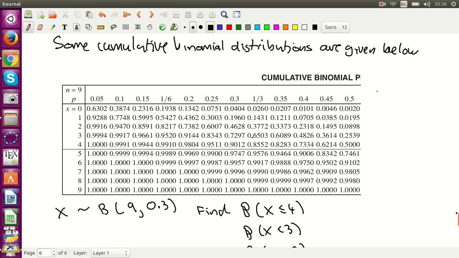Okay, so this is the final video of this prep. It says some cumulative binomial distributions are given below. So this is this table, and you actually get to use one of these. You'll see lots of these.